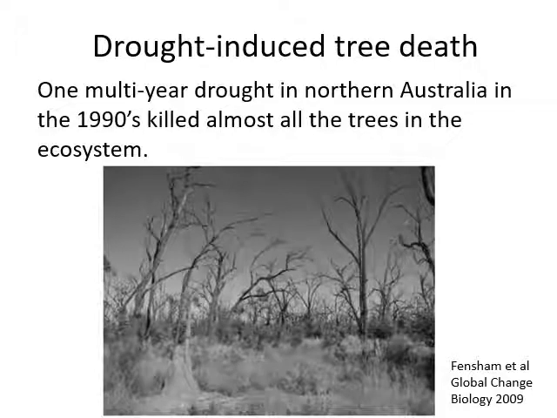I've mentioned that drought can sometimes cause tree death. One multi-year drought in northern Australia in the 1990s killed almost all the trees in the ecosystem. You can see this picture that was published in a paper showing all the dead trees. This was an example of an extreme drought for this ecosystem, and the trees did not have mechanisms to survive this drought.